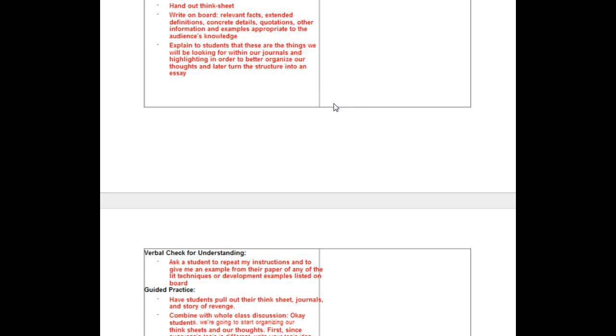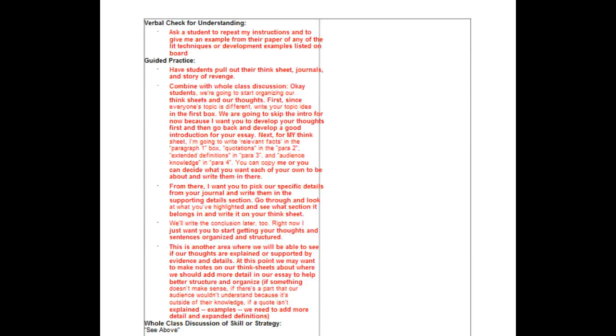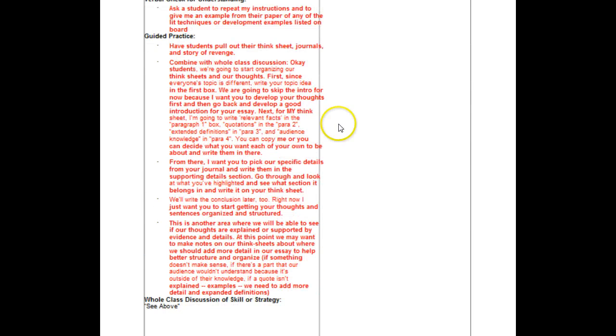There's one thing that I lost right here. Oops, sorry, hold on, a little further down. Okay, so they have their think sheets and you're going through a guided practice, right? You say, write your topic in the first box. I got it. Now we're going to skip the intro because I want you to develop first. Got it. Then you say, next, for my think sheet, I'm going to write relevant facts in the paragraph 1 box, quotations in the paragraph 2 box, extended definitions in paragraph 3, audience knowledge in paragraph 4.